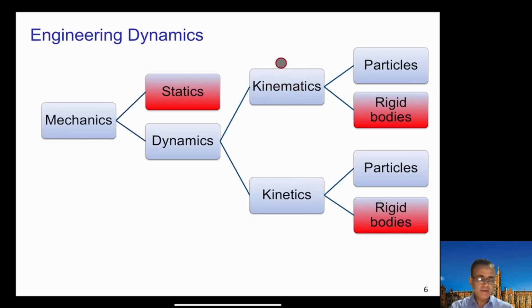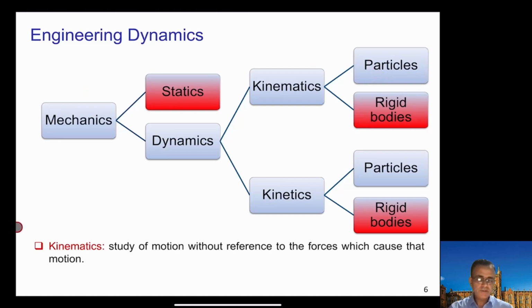And then kinematics can be split into two branches. One is what we call kinematics of particles, and another is kinematics of rigid bodies. In first year, you will discuss only kinematics of particles. And then in second year dynamics, you will discuss the kinematics of rigid bodies. Similarly, we will discuss kinetics, but we will just concentrate on the kinetics of particles. In second year, obviously, you will discuss the kinetics of rigid bodies.